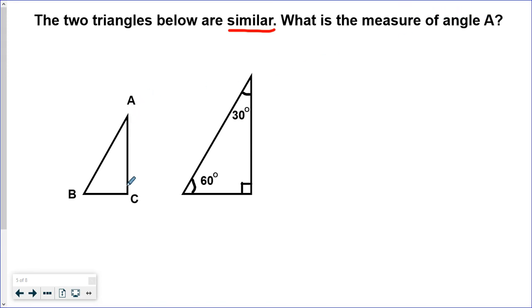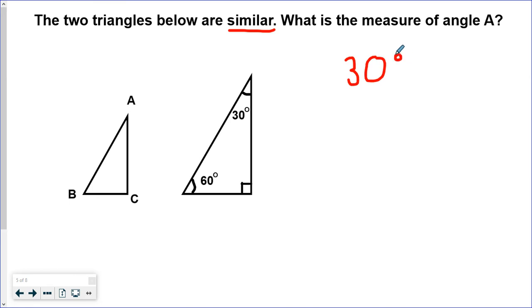Okay, now we don't know the side lengths, but that's okay. With similar figures, the angle measurements would be the same. And I hope you realize by now that this letter A would correspond to this angle up here, which is 30 degrees. So if this is 30 degrees, that means that letter A is also going to be 30 degrees.